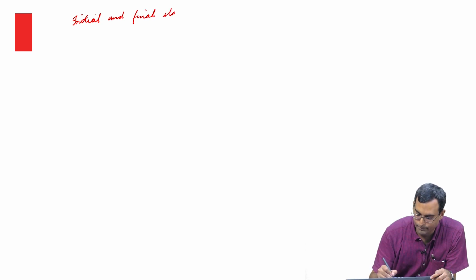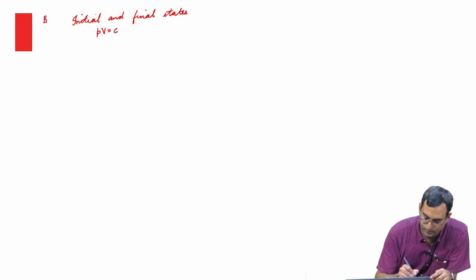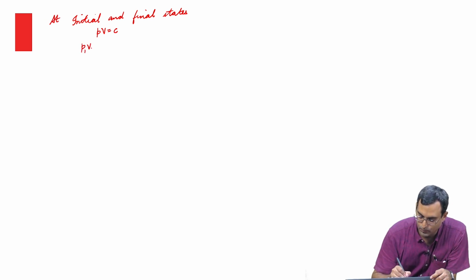So, for the initial and the final states, we have PV equal to constant between the initial and final states, or just at initial and final states, this is true. So, P1 V1 is equal to P2 V2.